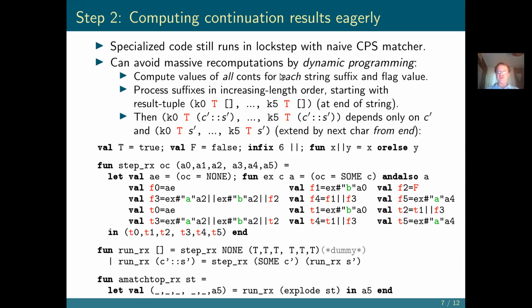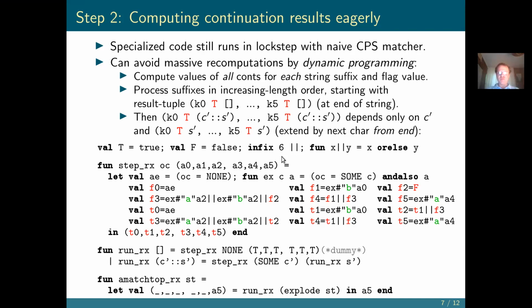So what we're going to do is to use dynamic programming and proactively apply all continuations to all suffixes of the input string and all input flags, regardless of whether we think we'll need them or not. So we're going to do this by putting together all of the continuation results for a given string, and we compute them starting with the empty string, conceptually at the end. We just find the values of the results of the continuations, and then it turns out that we can find the results for a longer string as a function of the results of the tail of the string and the character C prime itself. So we can process the string from the end and keep extending this tuple.